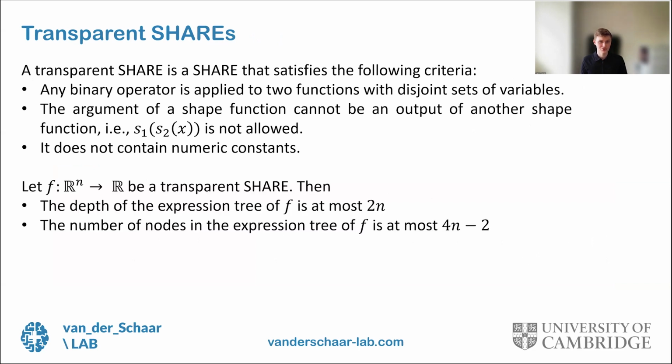And the upshot is that not only can these transparent Schaars be understood by the composition, as we previously showed, but also their size is naturally constrained. So in particular, with n variables, the depth of the expression tree is at most 2n, and the number of nodes is at most 4n minus 2. So we don't have to put any arbitrary threshold. They are naturally constrained just using these two simple rules.